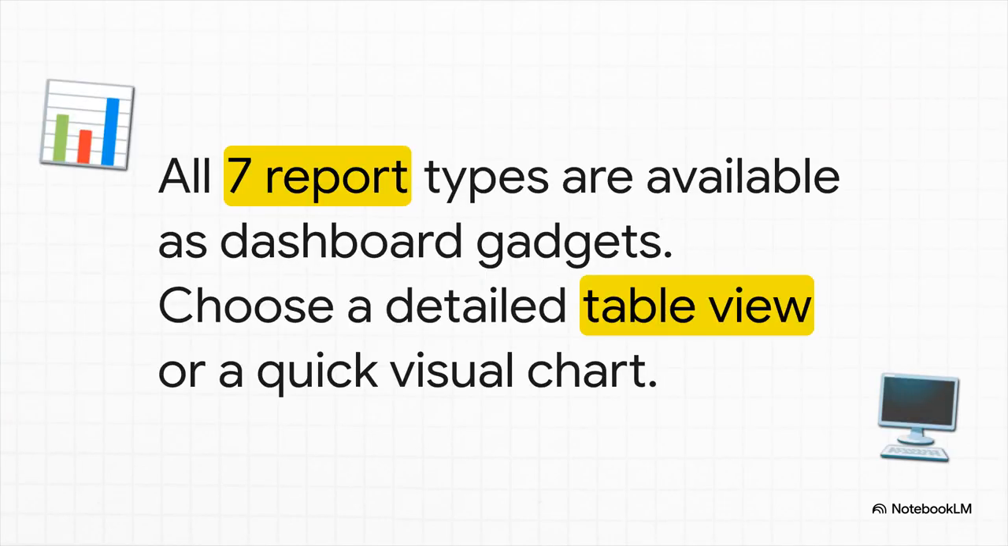This is where the magic really happens. All 7 of those report types we saw earlier can be put on your dashboard. You can have the raw data in a table or a nice clean chart for a quick overview. Your dashboard stops being the static thing you ignore and becomes a living, breathing view of how your team is actually doing in real time.